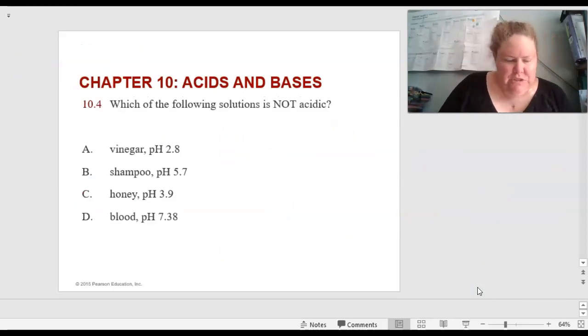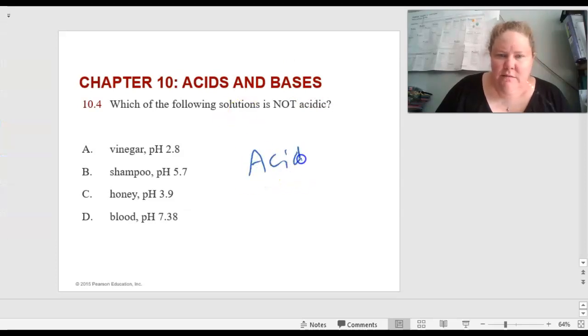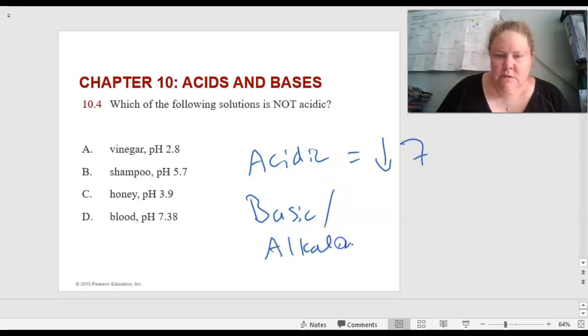Which of the following solutions is not acidic? So remember that acids are below 7, pH 7 is neutral. So if we're acidic, that's below 7. And then if we're basic, otherwise known as alkaline, then that's going to be above 7. So 0 to 7 is acidic, 7 to 14 is basic.